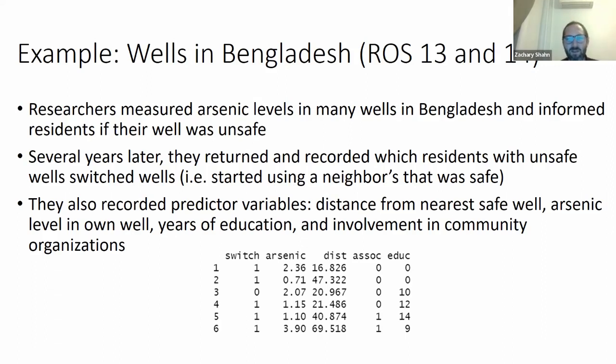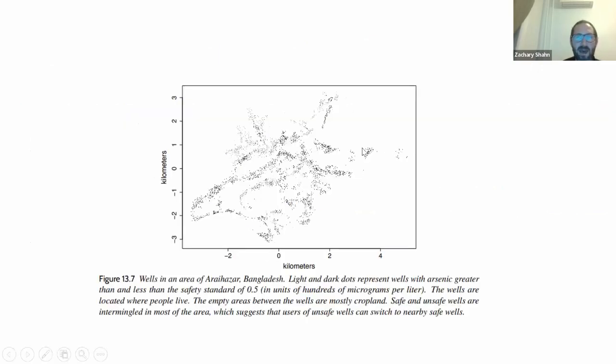And they also recorded predictor variables that might be associated with whether or not they switch. So, for example, distance from the nearest safe well, the arsenic level in their well, their years of education, and their involvement in community organizations. This is what the data set looks like. Whether they switch, that's the binary outcome. Arsenic level in their well, their distance from the nearest neighbor's well, whether they're in community associations, and their education level.